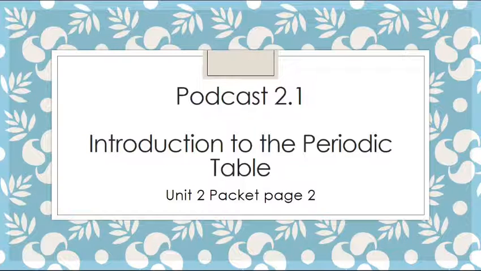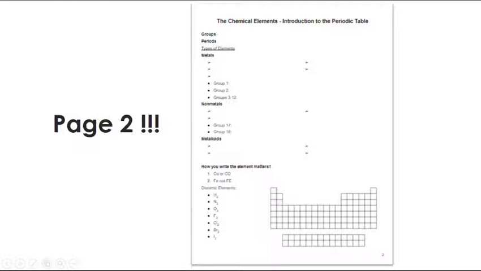All right, so here to start off Unit 2, we're going to get to know the periodic table a little bit better because it's going to have a lot of the information we need as we're starting to study atoms and how they're put together. So we're just going to be filling out page 2 in our packet, really the first page of notes there, learning about some of the different special groups on the periodic table.